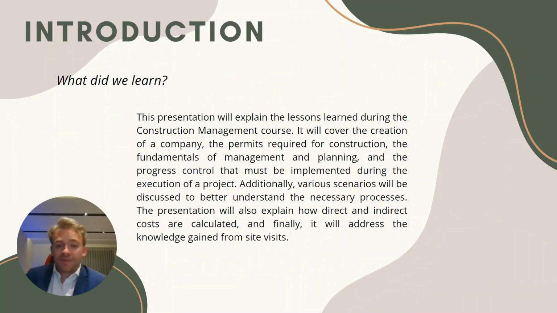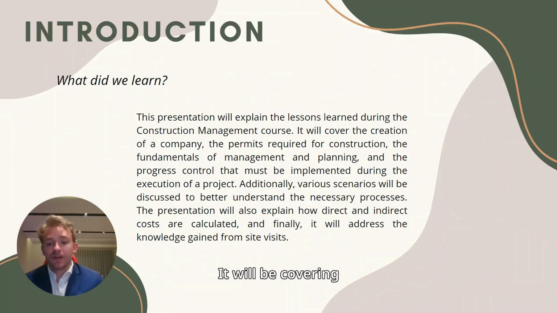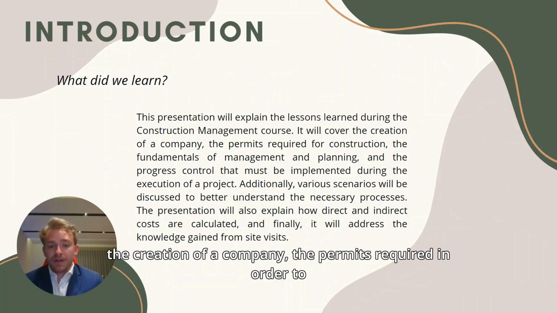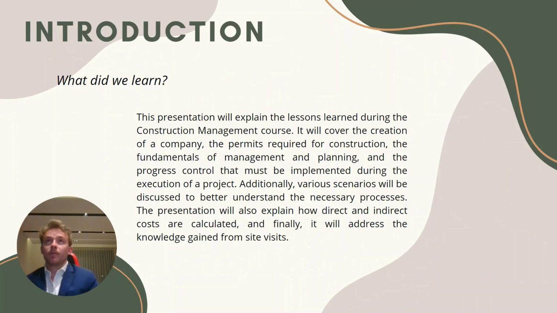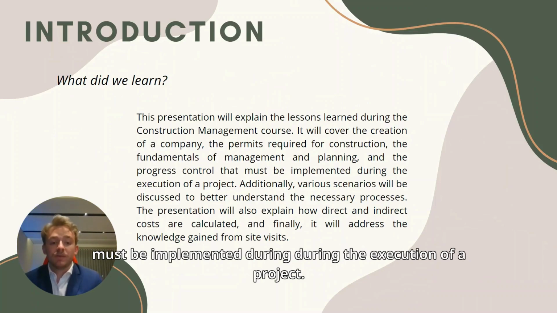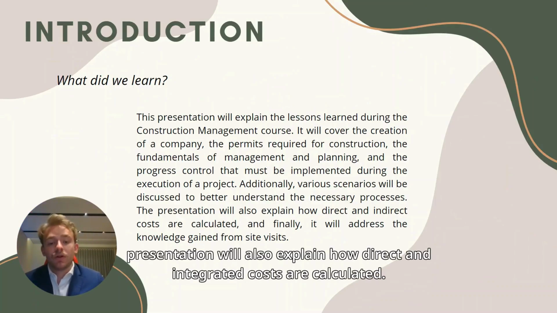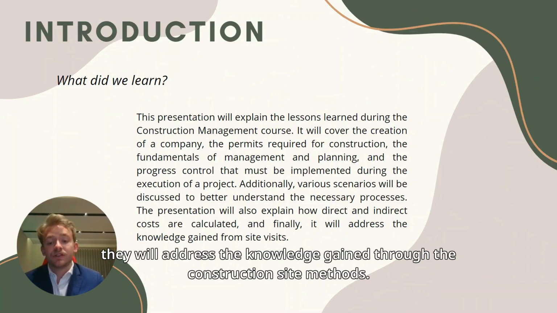What did we learn? We'll explain the lessons learned during the construction management course. It will be covering the creation of a company, the permits required in order to make a project, the fundamentals of management and planning, and the progress control that must be implemented during the execution of a project. Also, various scenarios will be discussed to better understand the necessary process, and the presentation will also explain how direct and indirect costs are calculated, and finally, it will address the knowledge gained through the construction site visits.